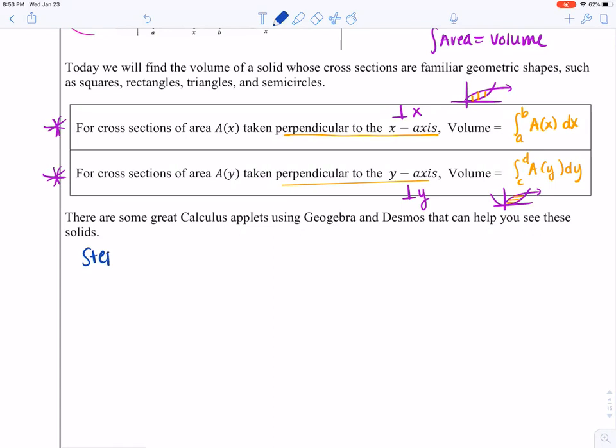So let's start with some steps. These become really, really important. Step number one, you need to determine if you're going to use a dx or dy integral.